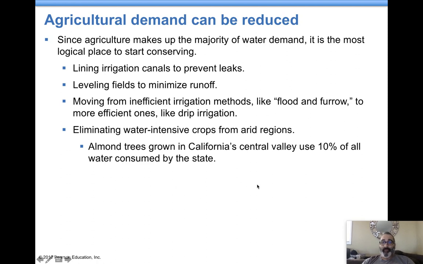Growing crops that don't use quite as much water. Almonds, for example, oh man, they're very water intensive. Certain fruits and vegetables are very water intensive. Almonds are a very common one. Avocados are in that family of water intensive fruits or vegetables, basically.